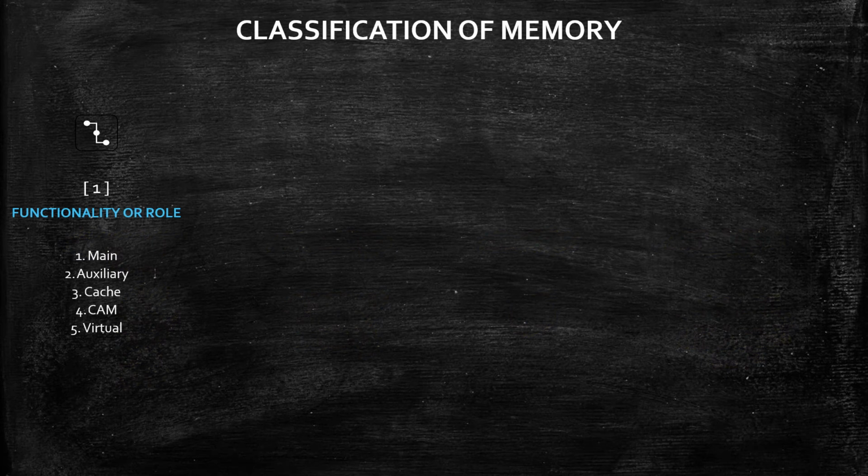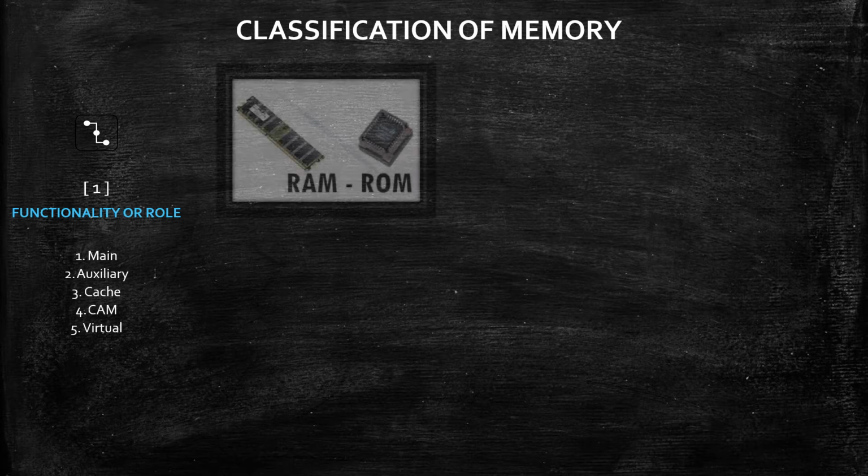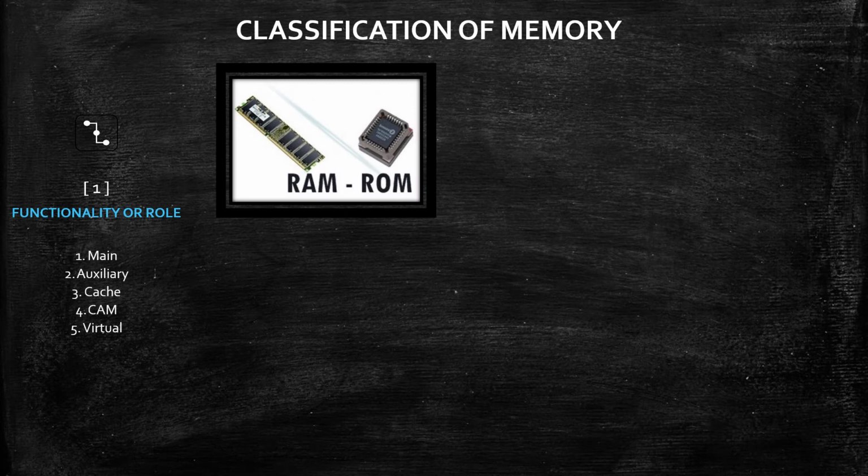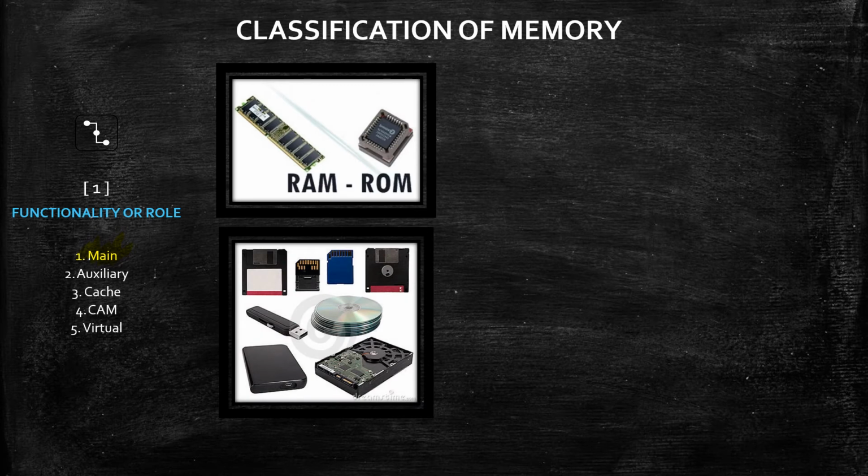Before we go into the detailed study of the different memories, let's take a look at how all these memories look. For the functionality and role based classification, first is main memory. Your RAM and ROM is nothing but your main memory, that is the primary memory. Then you have the auxiliary memory. Auxiliary memory is nothing but your secondary memory, like your pen drive, hard disk, CD, floppy disk. All these are auxiliary or secondary memory.